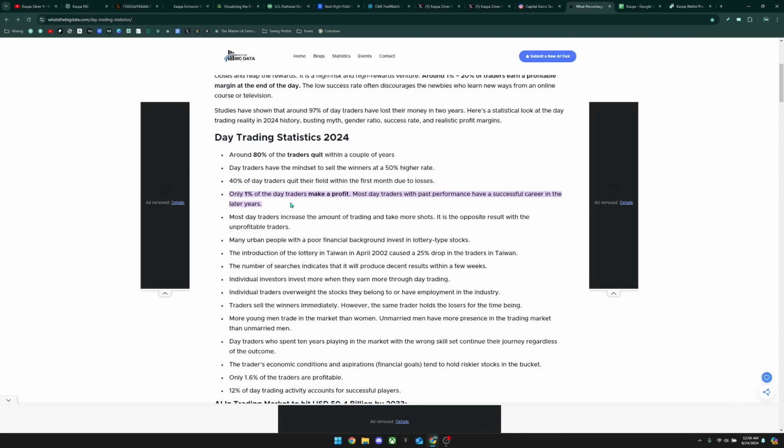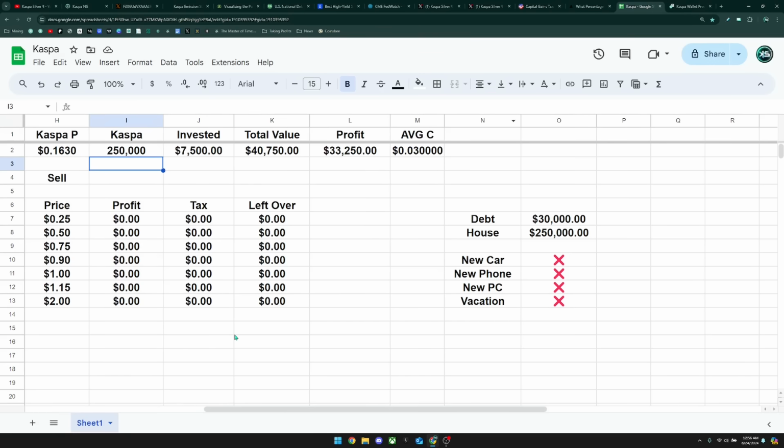And so what has consistently worked for a bigger majority of people is playing the long game and dollar cost averaging into good quality assets, and then watching those assets grow over time and managing them, making sure that they're still sound. And so here is my personal strategy for taking profits with Kaspa.